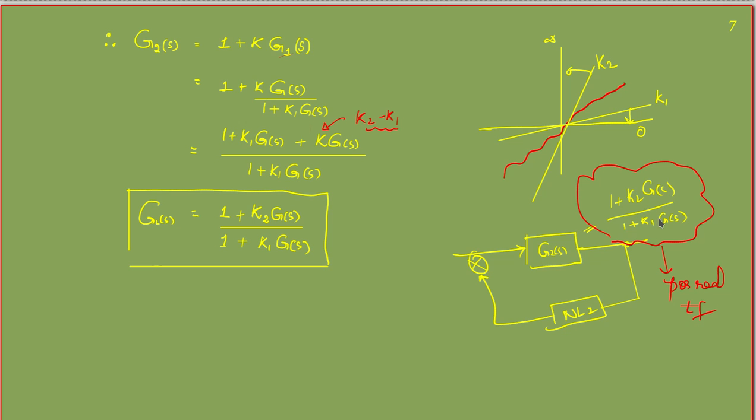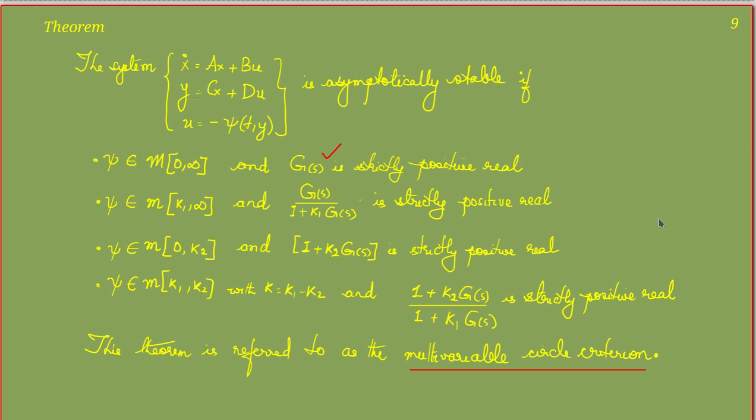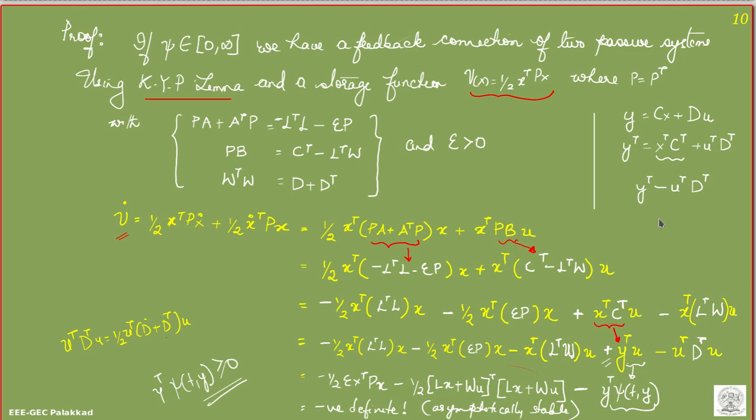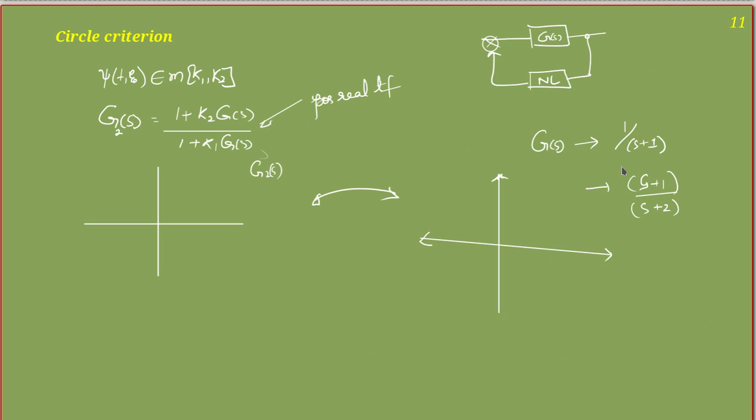Okay, so in the next class we will see whether with the same G of s we can check the stability of the whole system. That is what we are going to see using circle criterion.